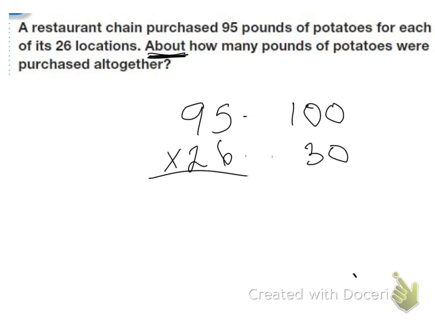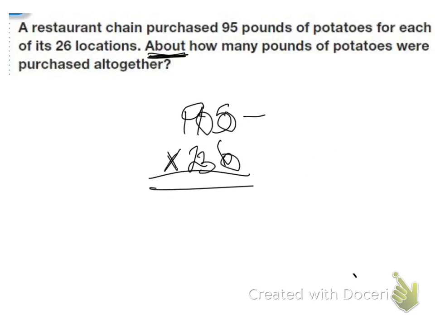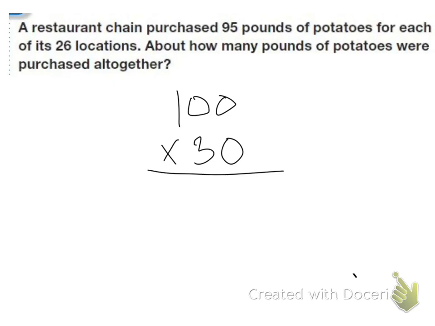Okay, so now I have 100 times 30. Okay, oops. When I multiply, remember, we can bring extra zeros down. And now I can multiply by the 3. 3 times 0 is 0. 3 times 0 is 0. And 3 times 1 is 3. So it's about 3,000 pounds is about how much potatoes we have.